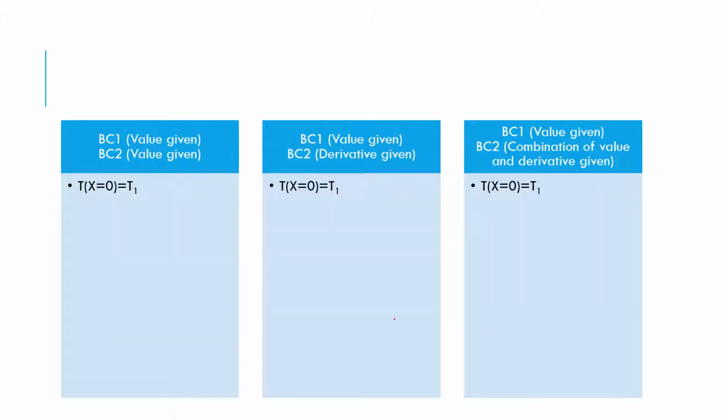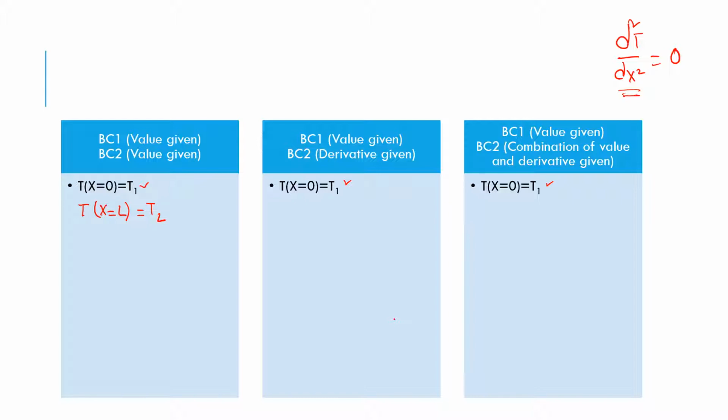So let's see. We are trying to solve d squared T dx squared equal to 0. And for the boundary conditions, we need two of them, as you can see, it's a second derivative. One condition is the same for all three cases. The other one is different in each case. So T at x equal to L is T2, where the value is given.